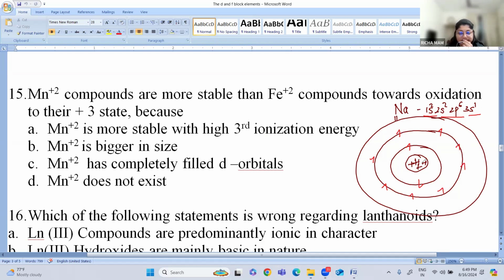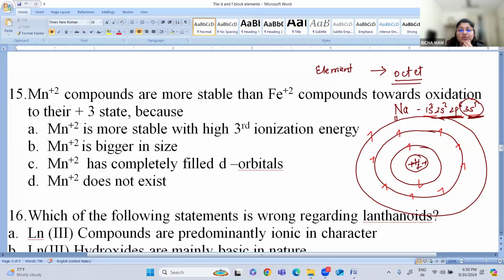Now in the next orbit, the third orbit, you have only 1 electron. If the sodium gives this 1 electron, what is the next electronic configuration? It will be 8, an octet. So it will be in its octet state. Whenever any element is in its octet state, it will be in its most stable form, right?